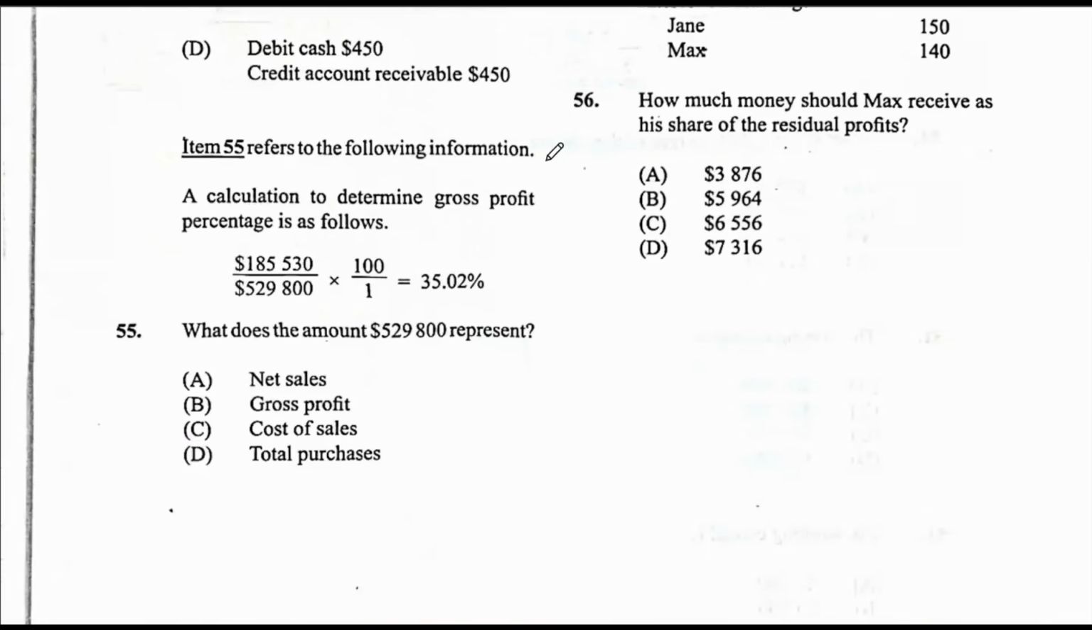Item 55 refers to the following information. A calculation determining gross profit percentage as follows: 185,530 divided by 529,800 times 100%. Guys, this question comes up a lot. I've seen it so many times. Well, this is your gross profit percentage, which is normally gross profit divided by sales. So the answer for question 55 is E.